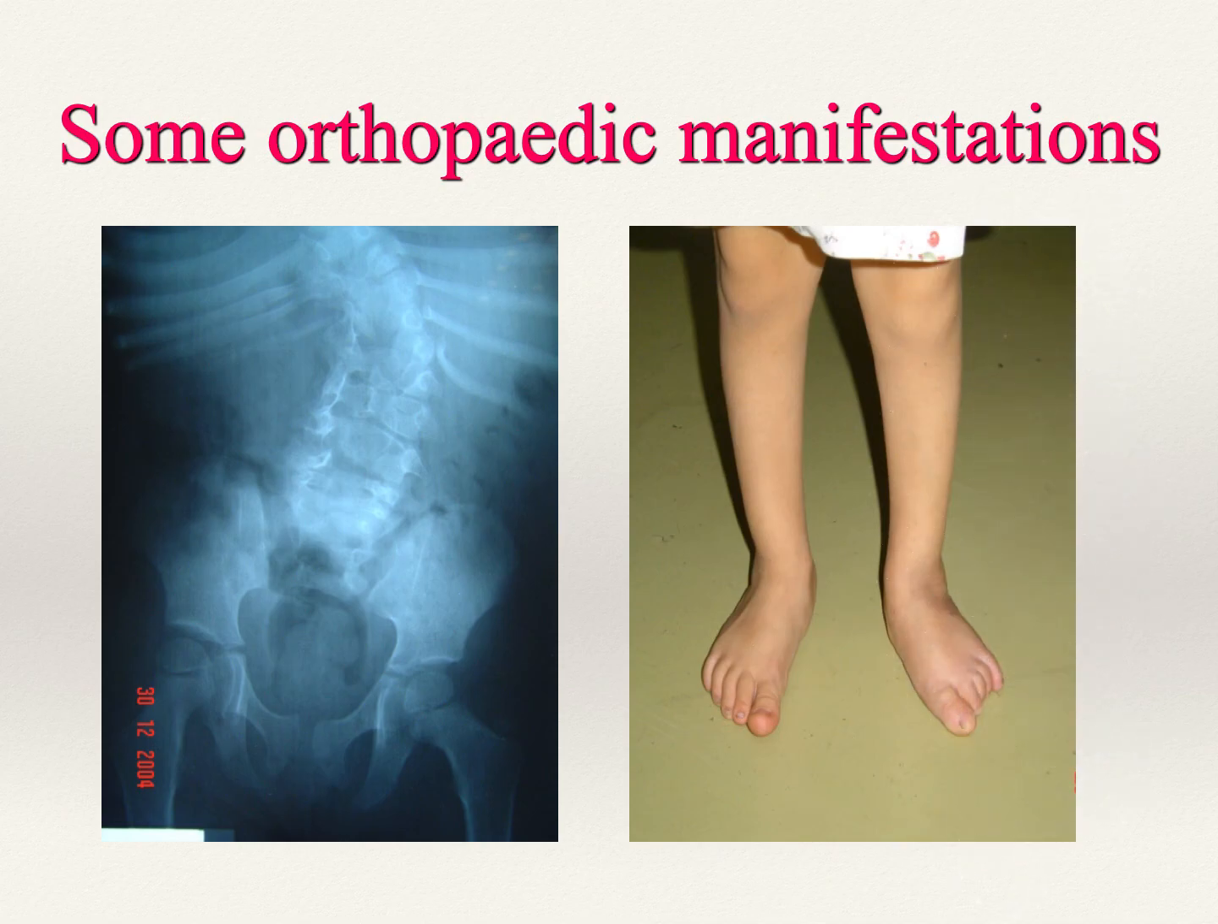You can see that the right lower limb, the right leg, is longer than the left, and the right foot is bigger than the left foot. And usually the bigger, longer one corresponds to the bigger hemicord, and the smaller one corresponds to the smaller hemicord.